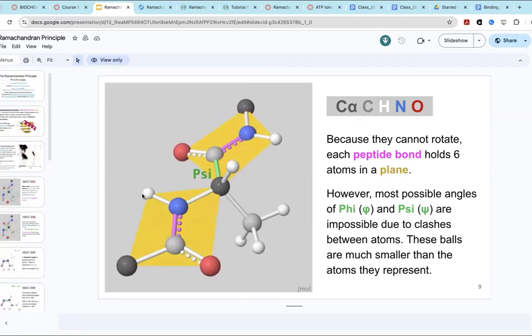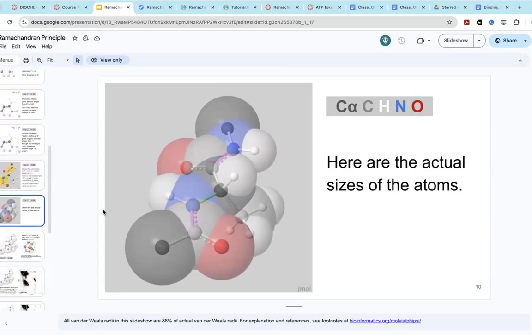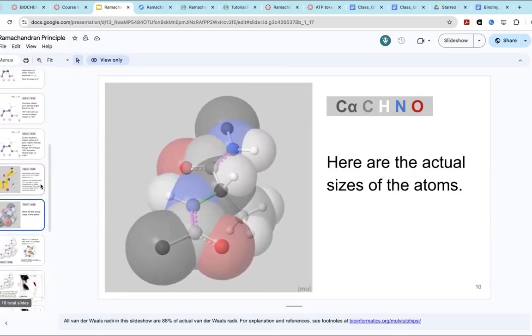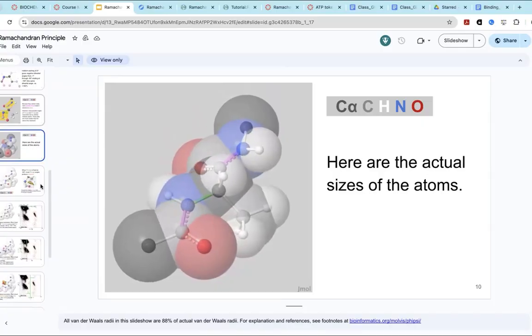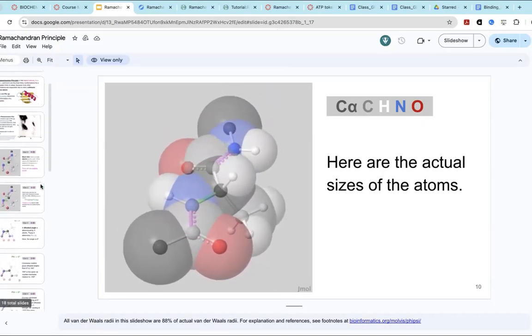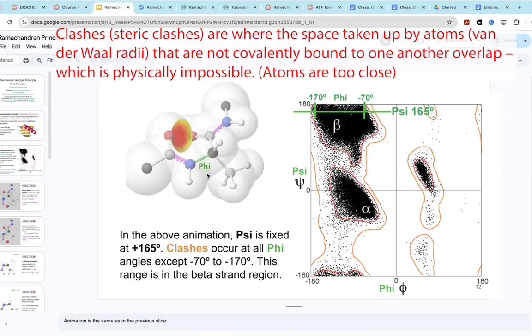Because although it doesn't look like there's that much stuff here now, when we actually show the sizes of all the atoms, you can see that those are pretty darn big. There's not very much room to rotate without having clashes. We can actually go and look at this. When these overlap, you're going to get these red marks showing clashing. That's a molecule's way of saying, get out of my space.